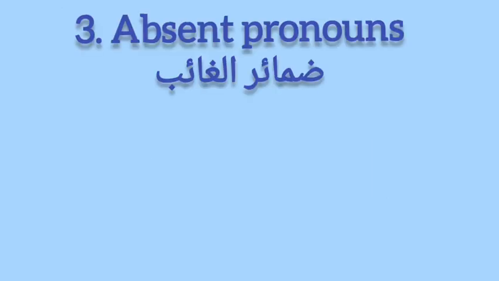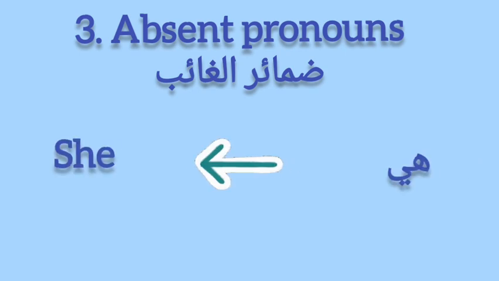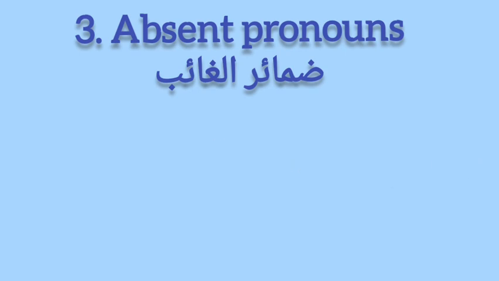Now, let's talk about the third type of pronouns, which is absent pronouns, ضمائر الغائب. We use these pronouns when we talk about absent people. For an example, هو, which means he. هي, which means she.